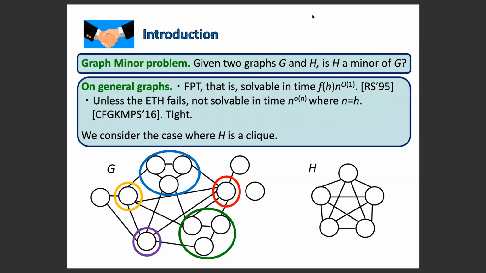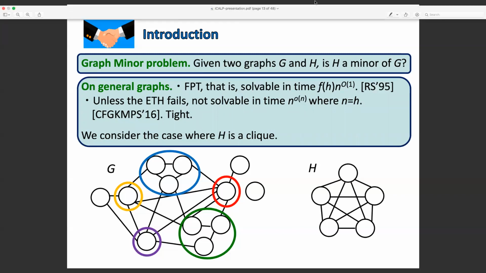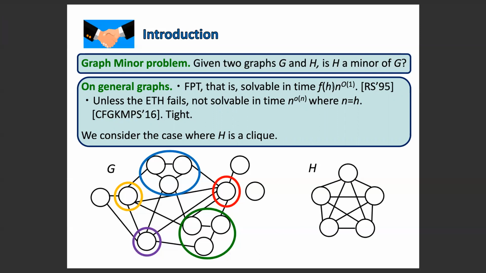So what is known for this problem on general graphs is the following. It is fixed parameter tractable, FPT, parameterized by the number of vertices in H, which we denote by little h. What it means is that this problem is solvable in time f of h times some polynomial in the input size, where f is some computable function of h.